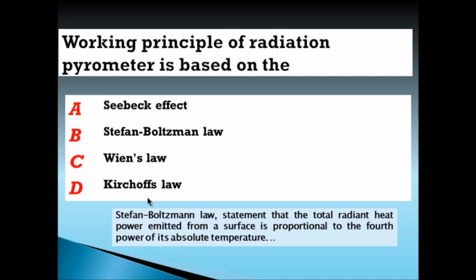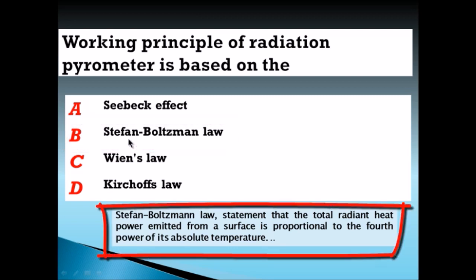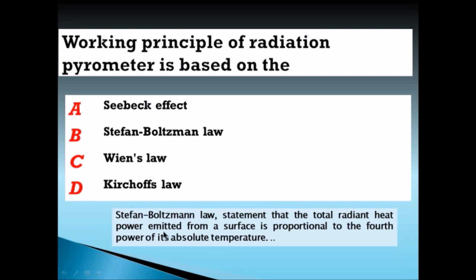The working principle of a radiation pyrometer is based on, the options are Seebeck effect, Stefan Boltzmann law, Wien's law and Kirchhoff's law. So the answer is Stefan Boltzmann law. A radiation pyrometer is generally used for non-contact measurement and for high temperature measurement. So the Stefan Boltzmann law states that the total radiant heat power emitted from a surface is proportional to the fourth power of its absolute temperature. So the answer is Stefan Boltzmann law.